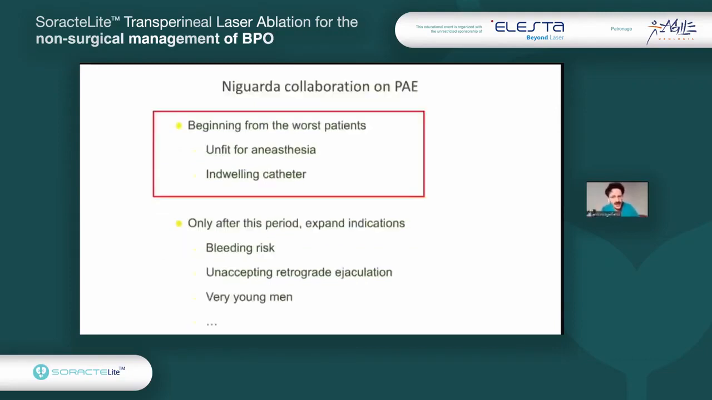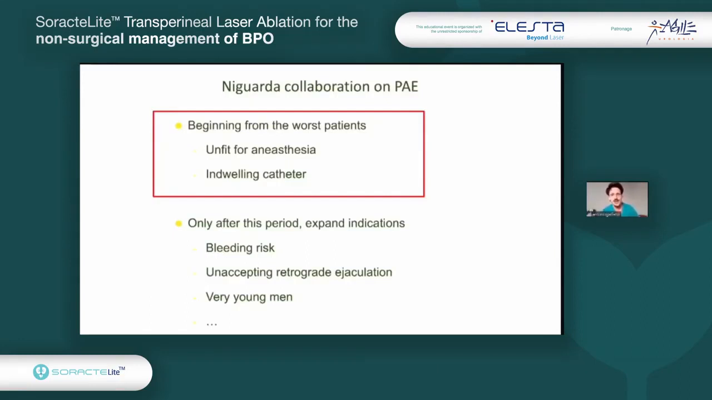We started our collaboration beginning from our worst patients. So the radiologist wanted to start. We didn't want to lose pathology. We were really fearing to give our patients to the radiologist. It is somewhat a renunciation of what we usually do. So we started giving them the patients that we would never operate.